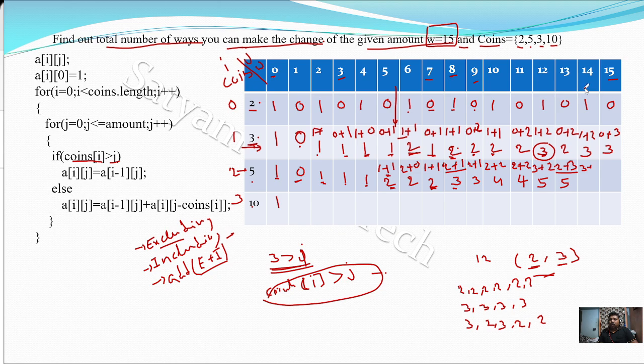Then if we include that 5 rupee coin, 14 minus 5 is 9. In the 9th column, you can see the value is 3, so you can take 3. So how many ways to make 14? Here it is 6 ways.